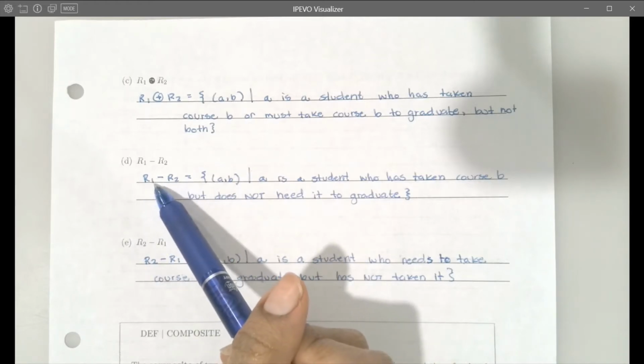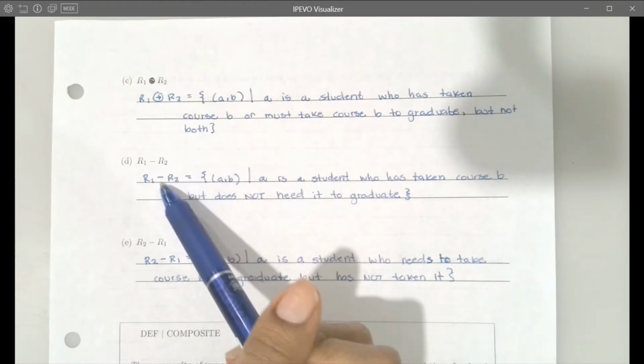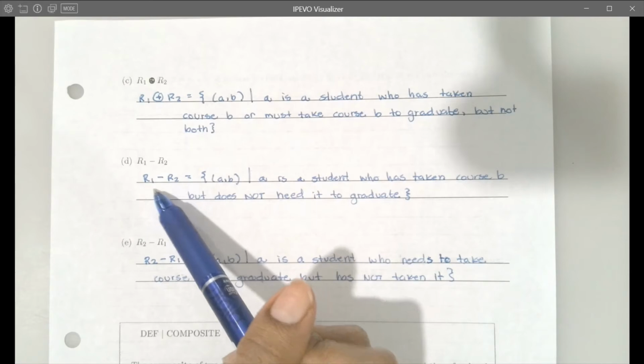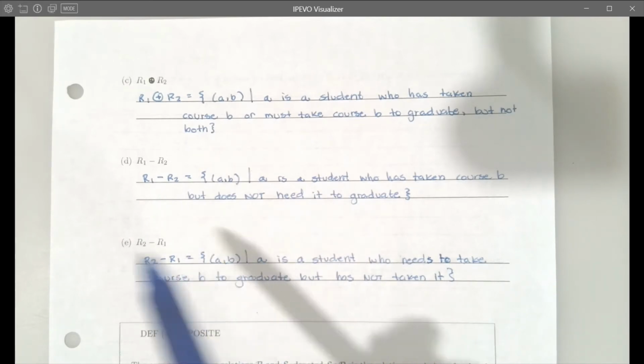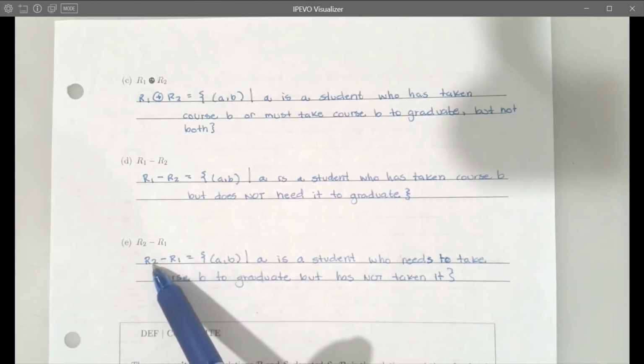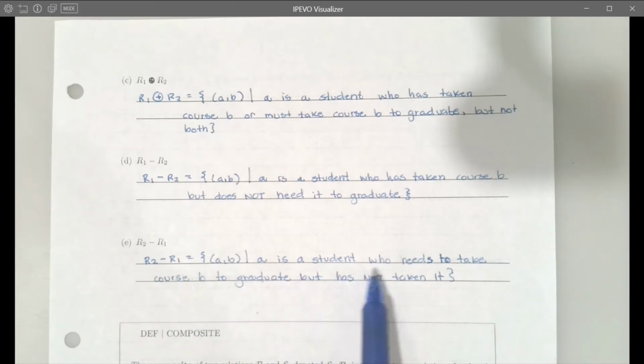Because remember, R1 is all ordered pairs where A is a student who has taken course B. So if we take away from that all students who need course B in order to graduate, it would result in all students who have taken course B but don't need it to graduate. Okay. Now, if we reverse the order, R2 was all of the students who need course B in order to graduate. And if we take away from that set all students who have taken course B, we're going to be left with all the students who need to take course B to graduate but have not taken it.